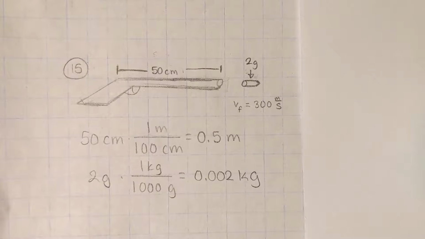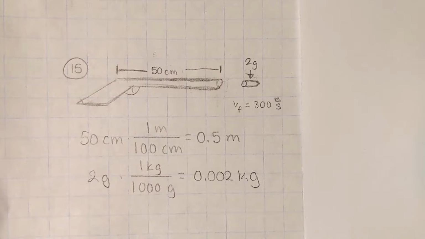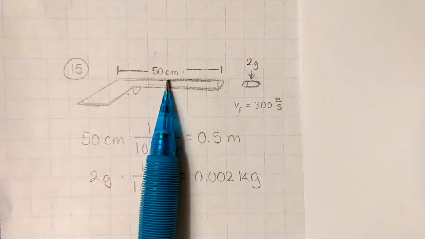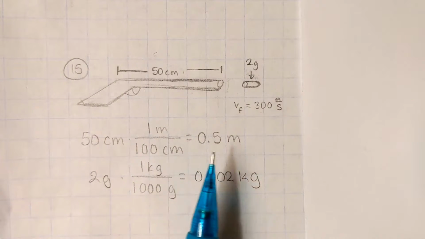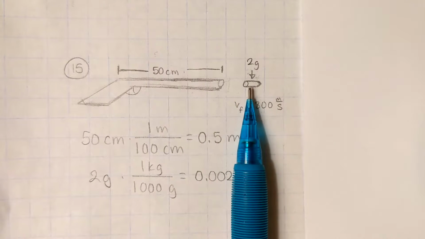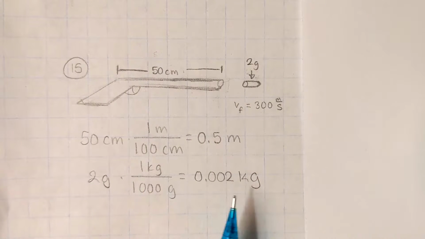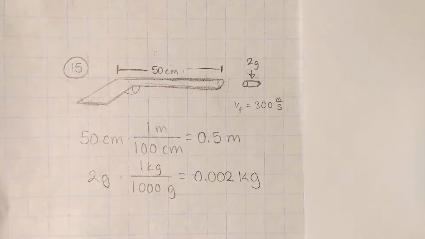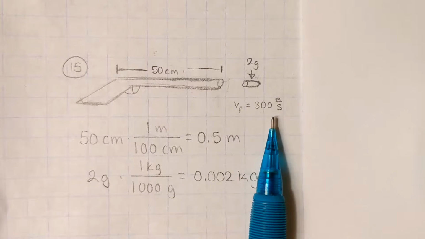So this is my diagram. Using our givens, we can discover that this is 50 centimeters long, but we want to convert this to meters so we can use it in our formulas. And we also know that the bullet's 2 grams, but we want to convert that to kilograms so we can use it in our formula. And we also know that the final velocity is 300 meters per second.